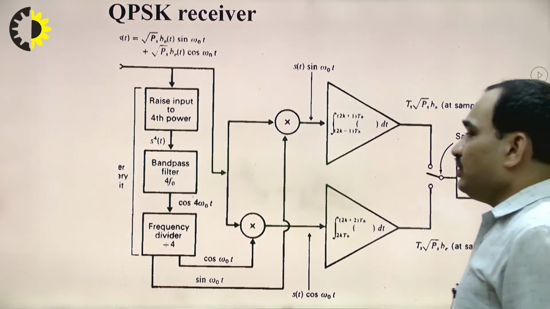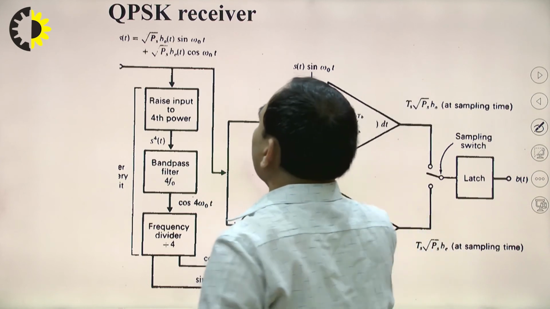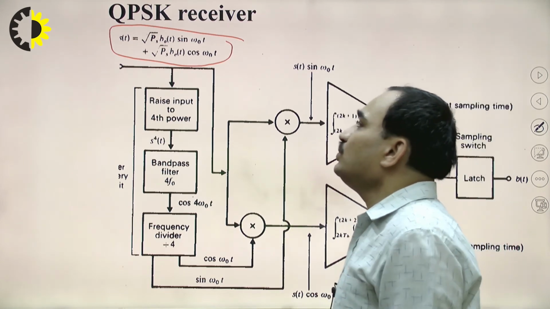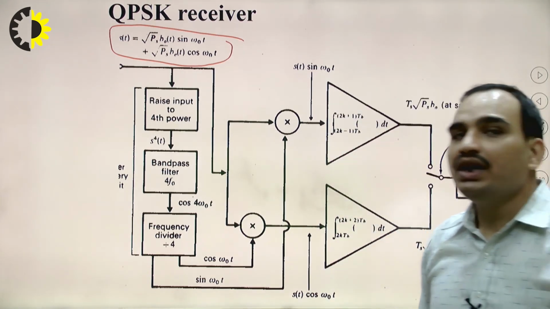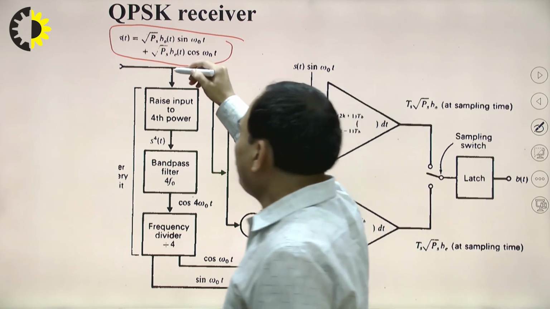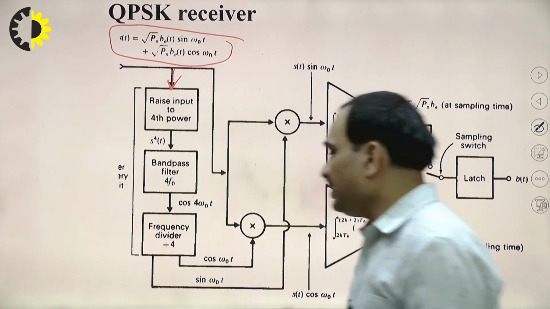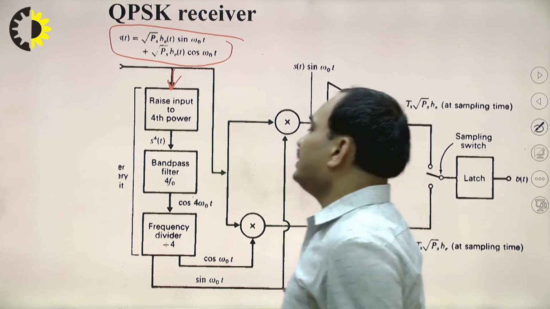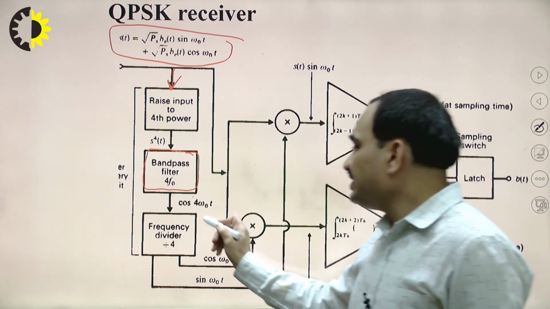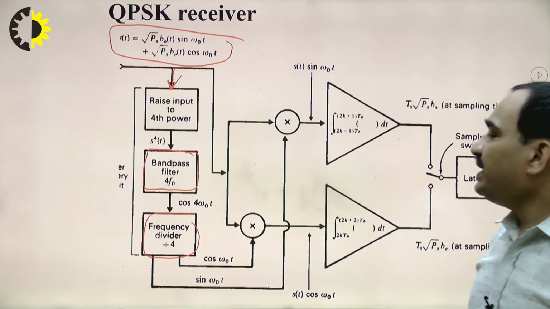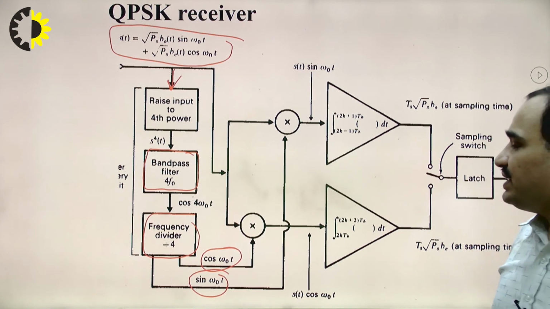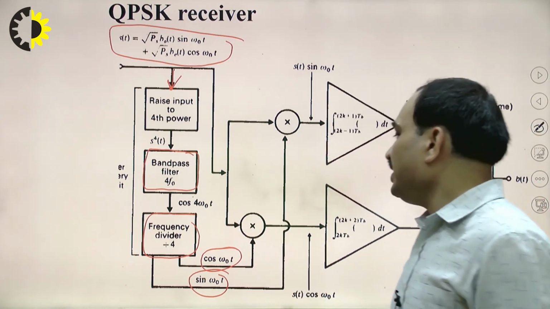Now, how is this feasible, or how can we understand it in mathematics? We have the signal square root of Ps/2 times b naught(t) sine of omega naught t plus square root of Ps/2 cos of omega naught t. We raise it to the fourth power, as we have discussed, using the trigonometric identity. Then we pass it through the band pass filter with center frequency 4 f naught and divide the frequency by 4. Then we separate out the in phase and quadrature phase signals, that is cos of omega naught t and sine of omega naught t.